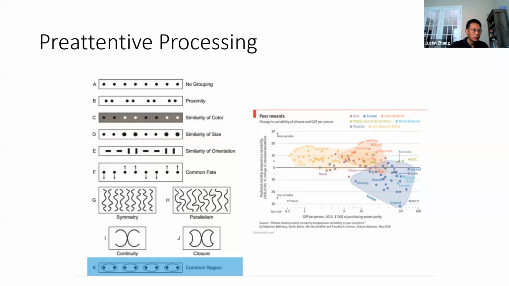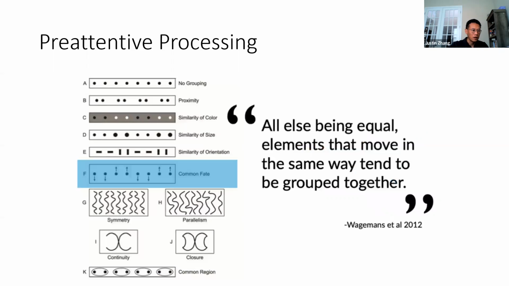And common regions help us organize the scatter plot. And common threads can be used to help us organize the movement. Consider a flock of birds. When you see them flying in the sky, you view the birds as a group. If a few birds were flying the other way, you would view them as a different group. So for animation, being careful about how things move together is really important for people's perception of the visual.